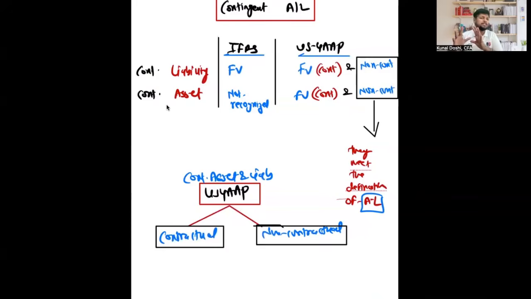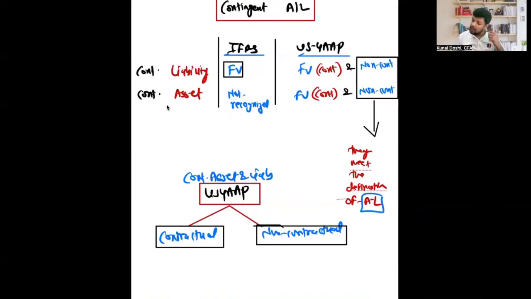Now, this is very complex, so I'm just focusing on this. If they meet the definition, then they are recorded. So US GAAP is slightly complex. There's no clear recording or not recording. IFRS says only liability is recorded, asset is not. US GAAP doesn't differentiate between asset and liability. It differentiates between contractual and non-contractual.